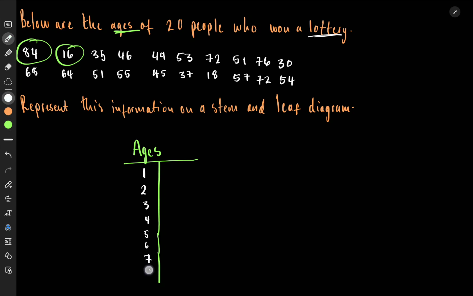Then 70s, then 80s, right? I don't have 90s. These are all my values, and I'm done. Right, so now what do I do from here? I go ahead and make my stem and leaf diagram. So easy. Now let's go ahead and do that.